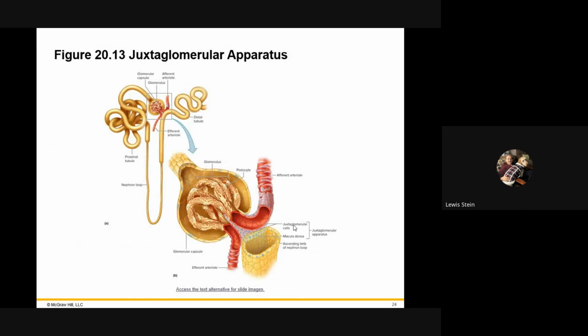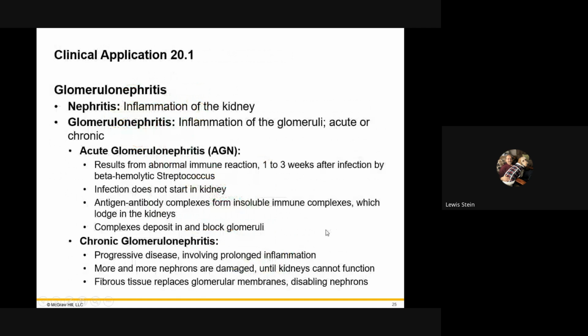It's really a fascinating thing about the body. This is an excellent illustration of it, with the width of the incoming or afferent arteriole versus the narrow nature of the efferent arteriole. I do want to conclude kidney today.